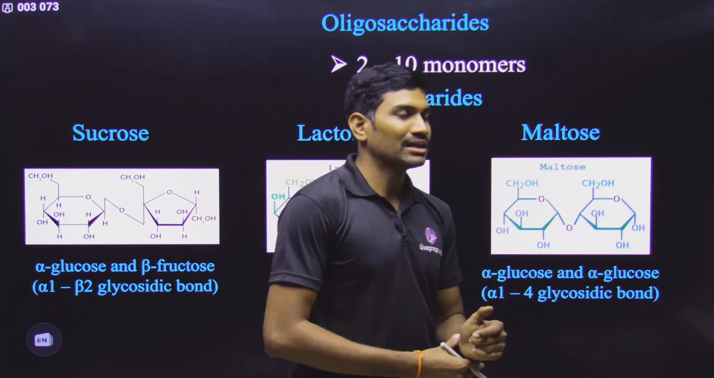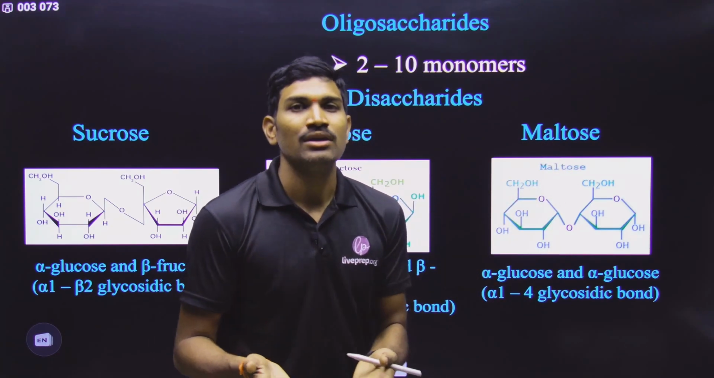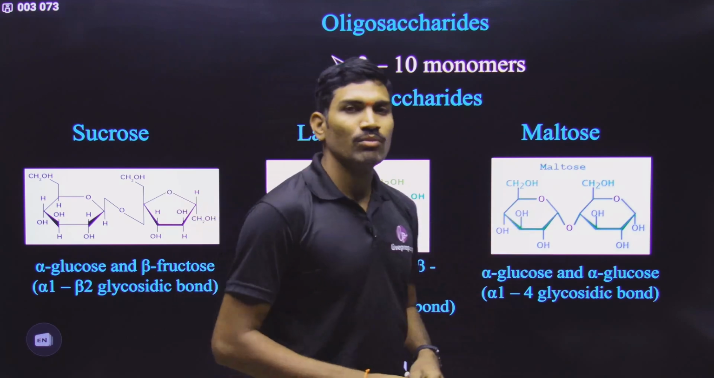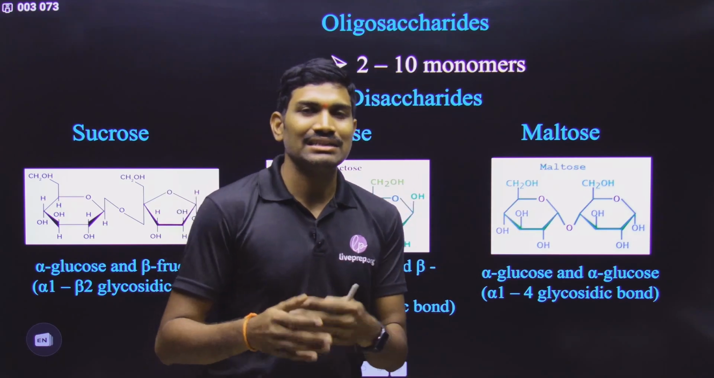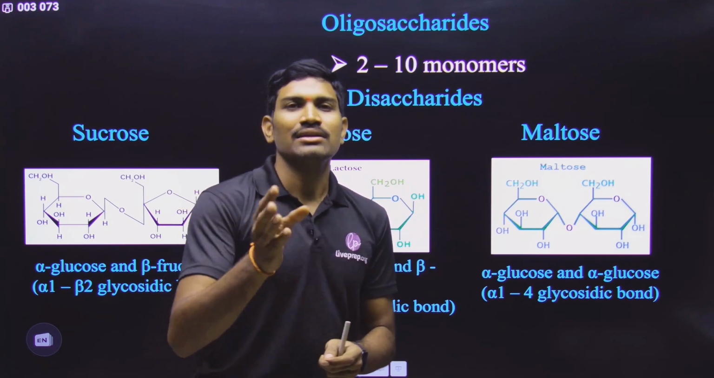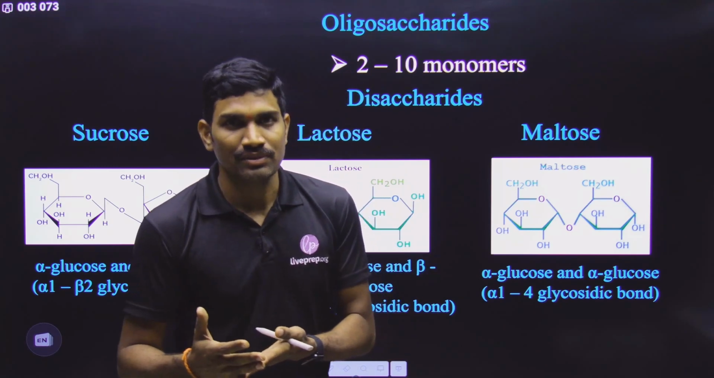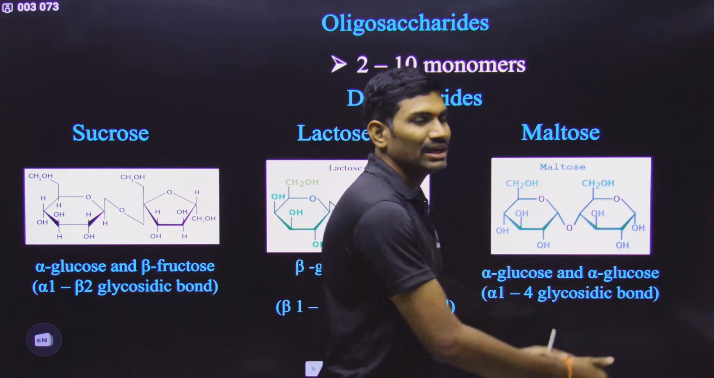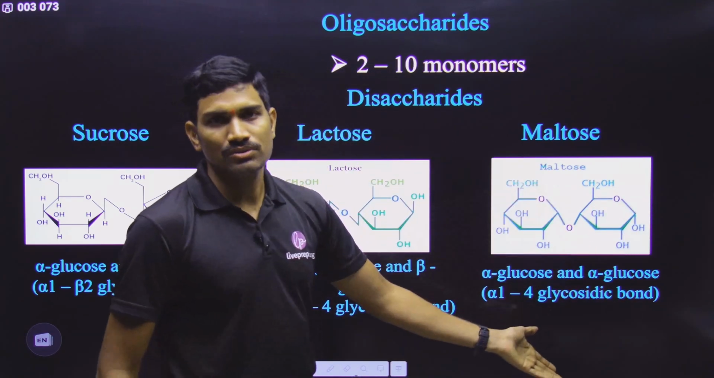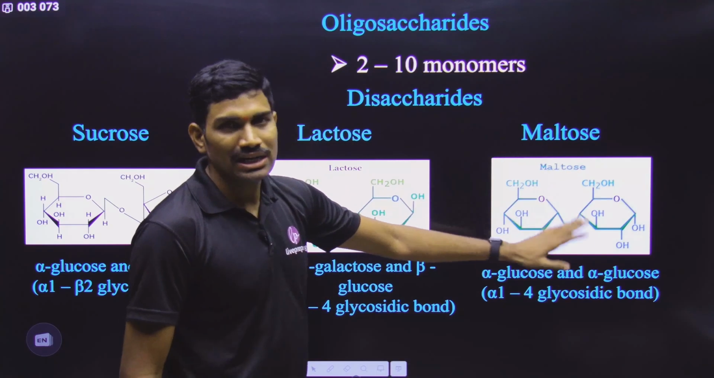And finally we are talking about maltose. Maltose is also called malt sugar. What is this malt sugar? Generally in the germinating seeds, what happens? Seeds are storing carbohydrates like starch and all. When starch is undergoing hydrolysis, if two units are separated, that is nothing but maltose. That's why it is called malt sugar. Please remember, this is called malt sugar.